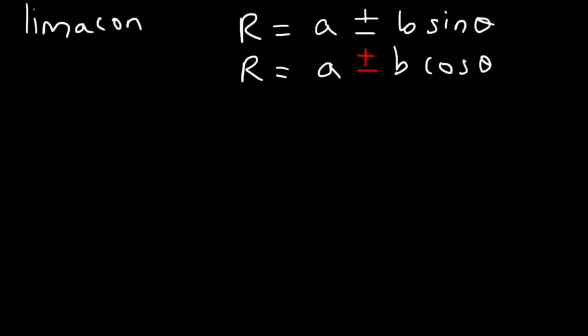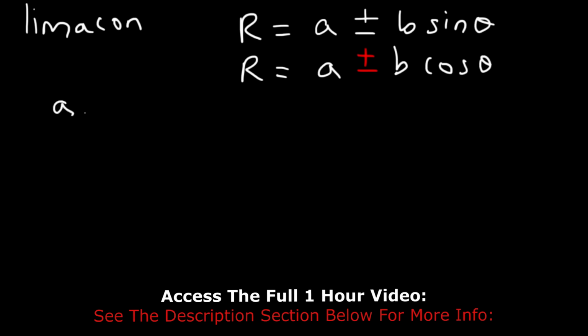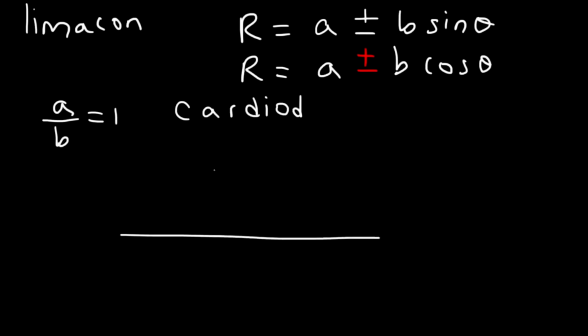Now the next shape that we have, if a divided by b is equal to 1, is the heart-shaped limacon, also known as the cardioid. And here's the generic shape for it. So it has like this dimple. So it looks something like that. Maybe I could draw that better. So that's the cardioid.